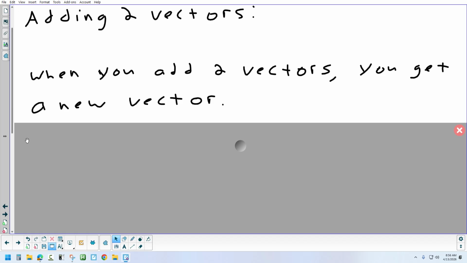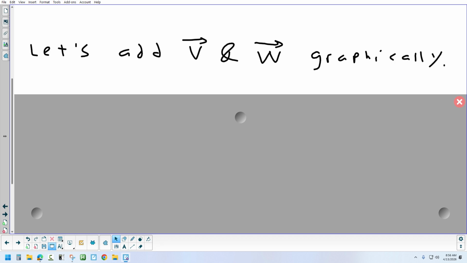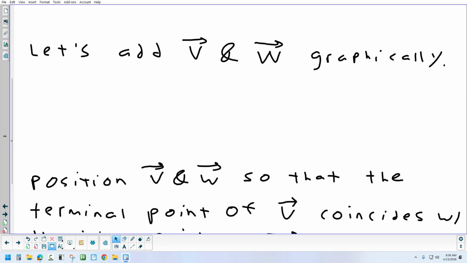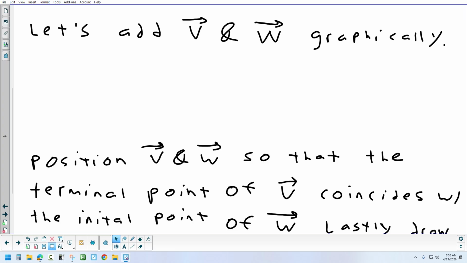All right, so let's look at how we can add two vectors visually. So what we want to do is line them up so that the end of one vector lines up with the beginning of the next. Okay? So let me show you that step up above. So let's take a vector like this. Let's take a vector like that, and let's add them together. Let's call this one V. We'll call that one W.